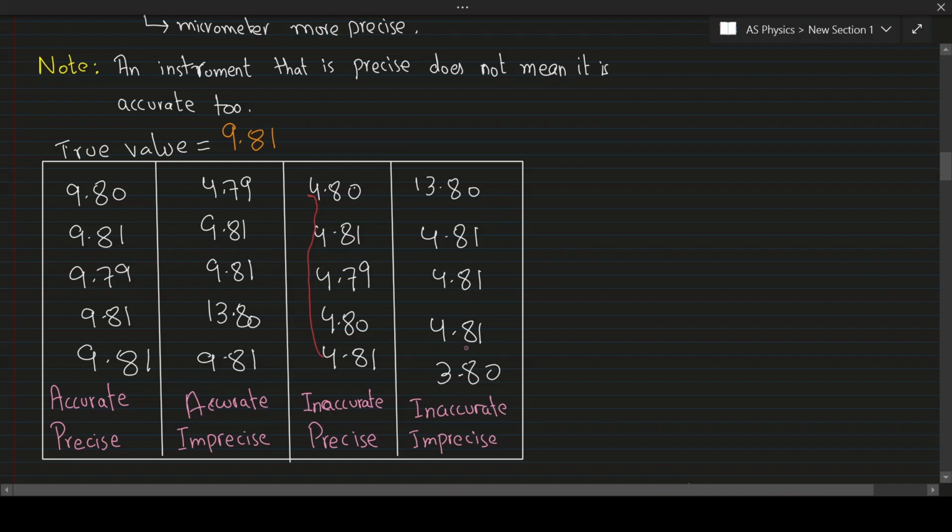And in the last row, we can see that it is neither accurate nor precise. Okay, so both conditions fail here. So in this way, you can analyze the values and judge whether it's an accurate or precise result.